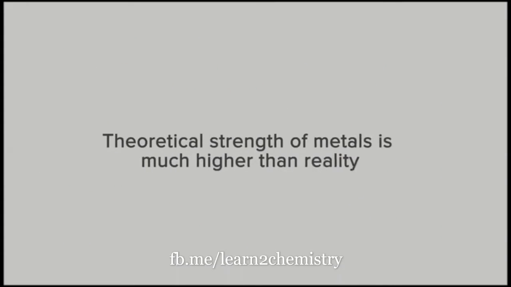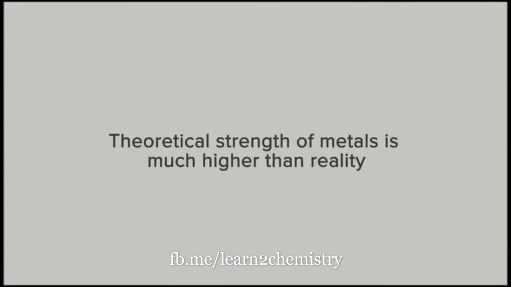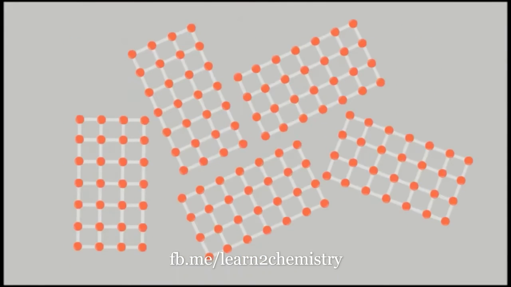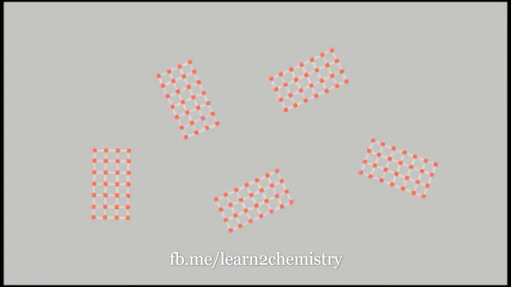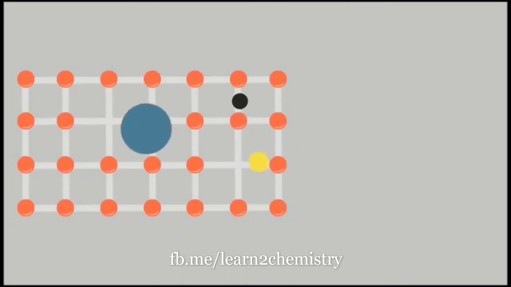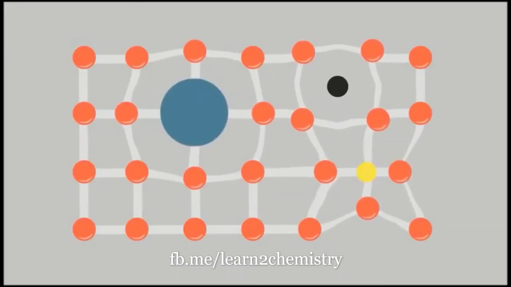The theoretical strength of metals is much higher than reality due to dislocations. The crystals of metals are arranged in grains. The properties of metals can be manipulated by adding other chemical elements to them. These elements distort the atomic structure, making it more difficult for atoms to move around.